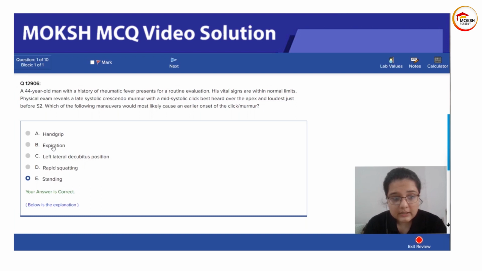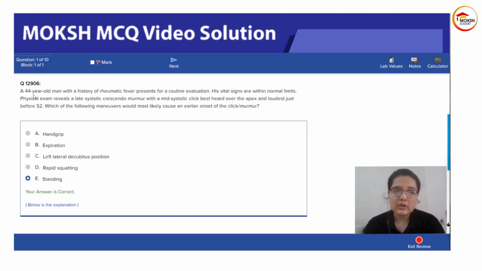Sorry, your hand grip and rapid squatting will increase your afterload, standing will decrease your afterload because there will be peripheral pooling of blood. So from what I know, two are increasing preload, two are increasing afterload, one is decreasing afterload. So I already have an idea that standing is the odd one out here. It is the only one that is decreasing the blood volume of the left heart.